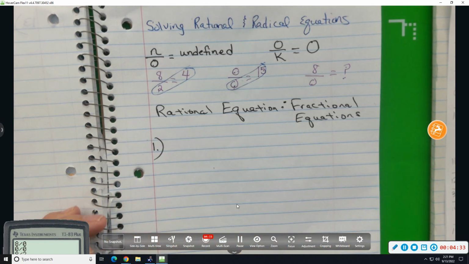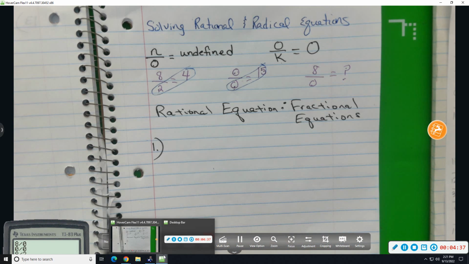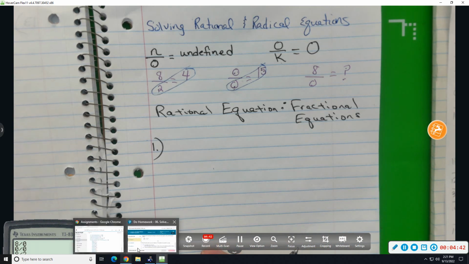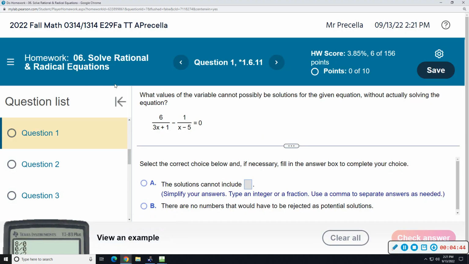Number 1 and 2 are as easy as it's going to get today. I think by problem 13, 14 are pretty easy. Yeah, we'll see. Don't you just love it when we're saying, it's going to be bad. 6 over 3x plus 1 minus 1 over x minus 5 is equal to 0.